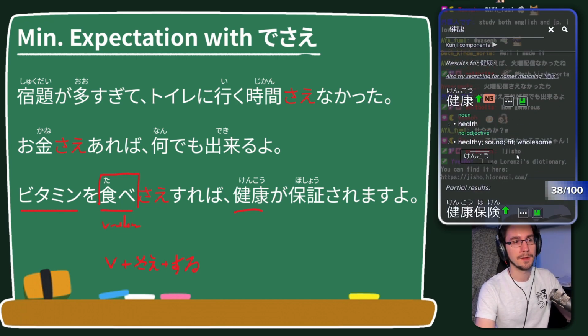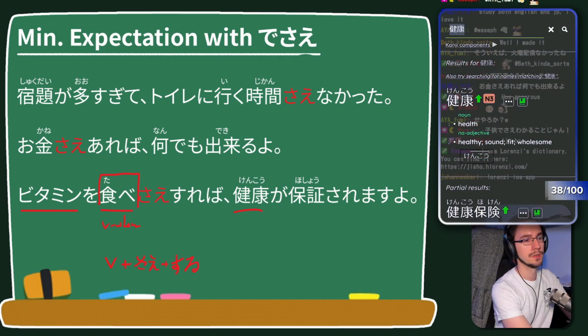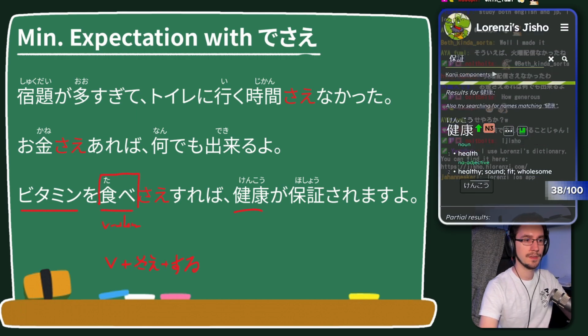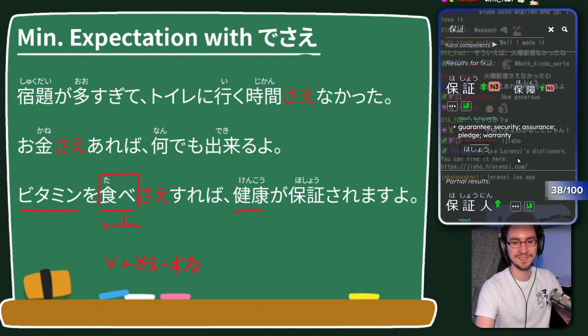健康, healthy. Health. And 保証, which is also 保証. I think it's also just 平凡. Yeah, 保証. There you go. Is there an iOS app for this dictionary? I don't actually use my phone much for Japanese stuff anymore.